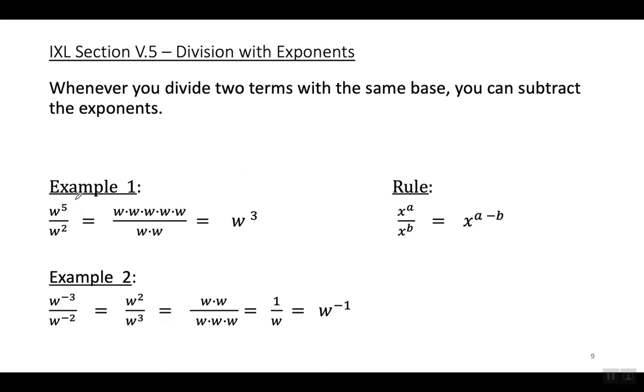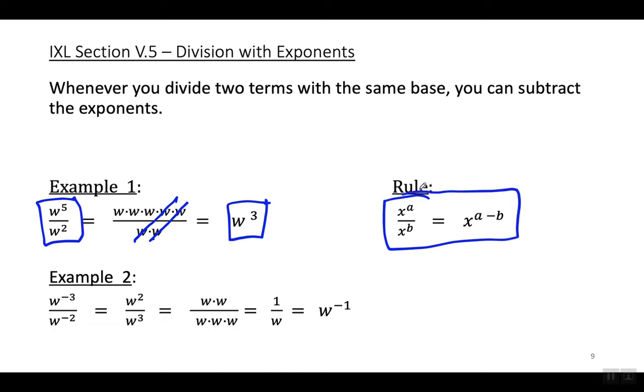All right, so here's my problem. You subtract 5 minus 2, and you get w to the 3rd power. Why does that work? Because if I spell it out, w to the 5th power over w to the 2nd power, these cancel out, and you're left with w to the 3rd power. That's an easy example. So again, here's the rule. When you're dividing and you have the same base, you subtract the exponents.